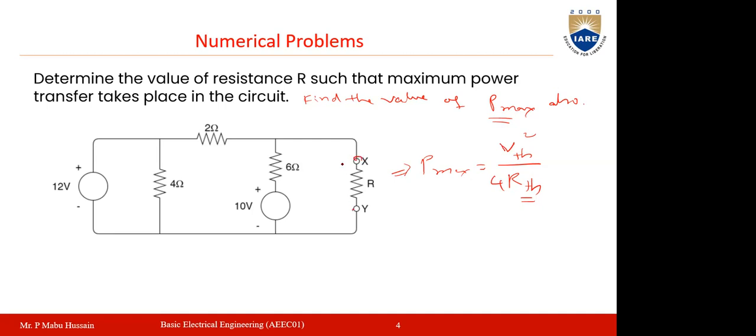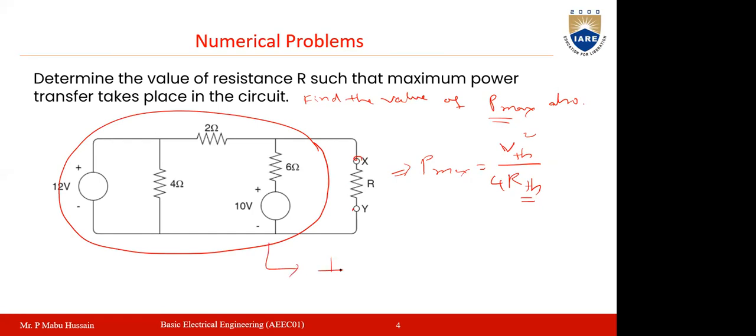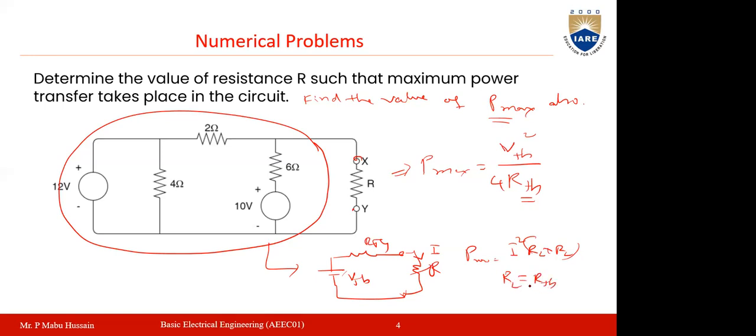Between the terminals X and Y, considering this entire circuit, you have to replace it with one voltage source VTH in series with the resistance RTH. Both VTH and RTH you need to find out. Then finally you connect the RL here, this R. Then you can find the current flowing through this, and power P max will be I square into R plus RL. The condition for maximum power is RL equal to RTH.